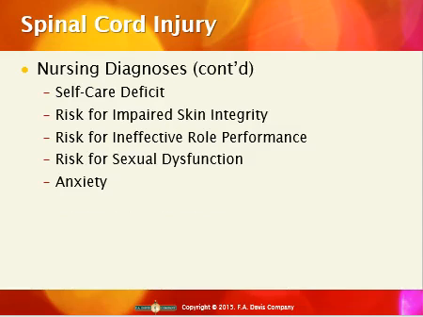More nursing diagnoses include self-care deficit, risk for impaired skin integrity, risk for ineffective role performance, risk for sexual dysfunction, and anxiety. You want to see the care plan on 1148 through 1153 and the interventions. Make sure you look over those. And also aging with spinal cord injury, that's on page 1147 in the box. And there's also a summary on page 1154.